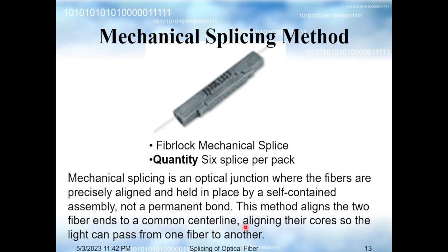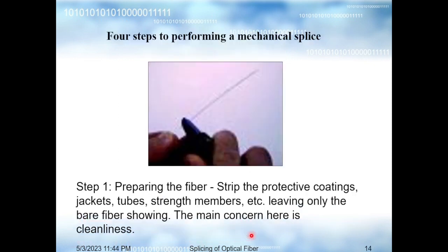These are mechanically combined. If we pull, both the ends will separate. This method aligns the two fiber ends to a common central line, aligning their cores so that light can pass from one fiber core to another. There are four steps to performing a mechanical splice. Step 1.